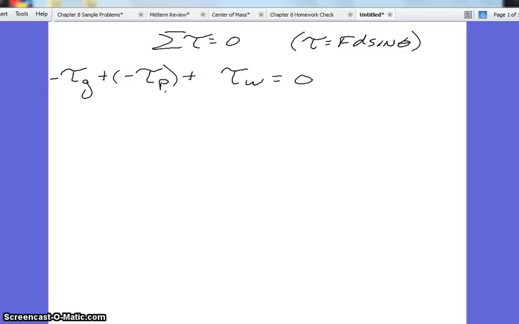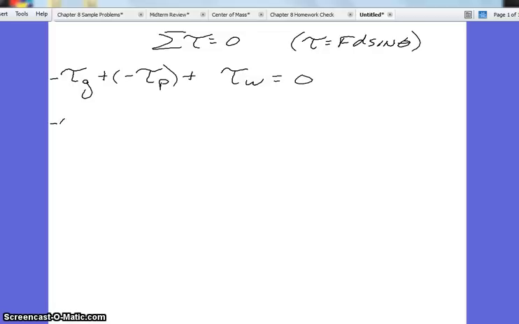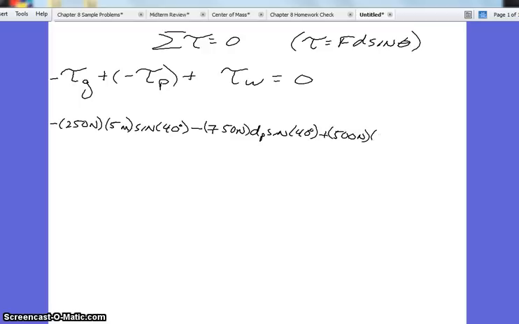Now we replace each one with F d sine of theta, and this is where writing our information like this makes it very easy for this next step. So we have negative 250 times our distance, 5 meters, times the sine of 40, minus 750 times our unknown times the sine of 40 degrees, plus 500 times 10 times the sine of 50 degrees equals 0. And now we can solve for that one unknown. And we get the distance the person can be up is 6.28 meters.